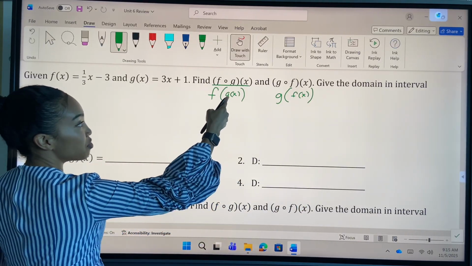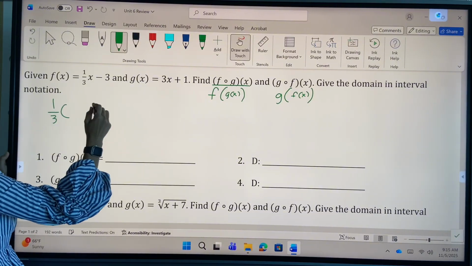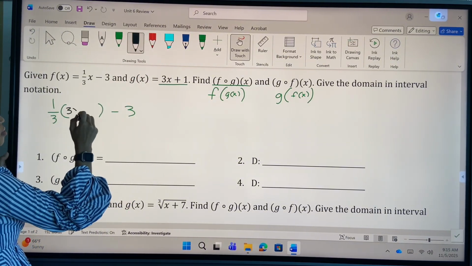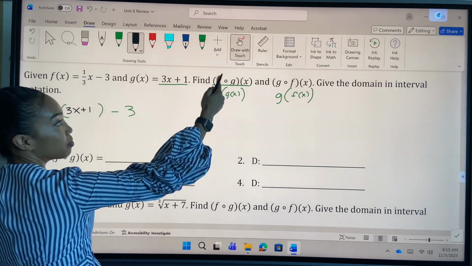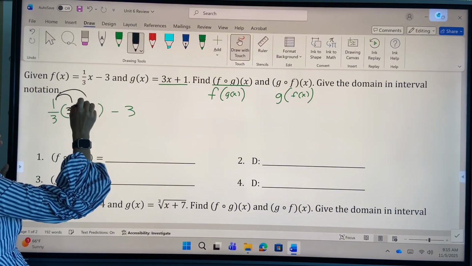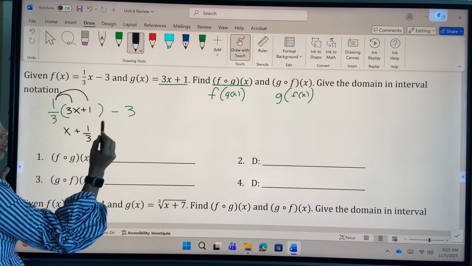So let's do f of g first. F of g, this is f. And I'm going to plug g inside. So this is the composition of f of g. Now let's simplify this. I can distribute this 1/3 so that I get x plus 1/3 and then a minus 3.